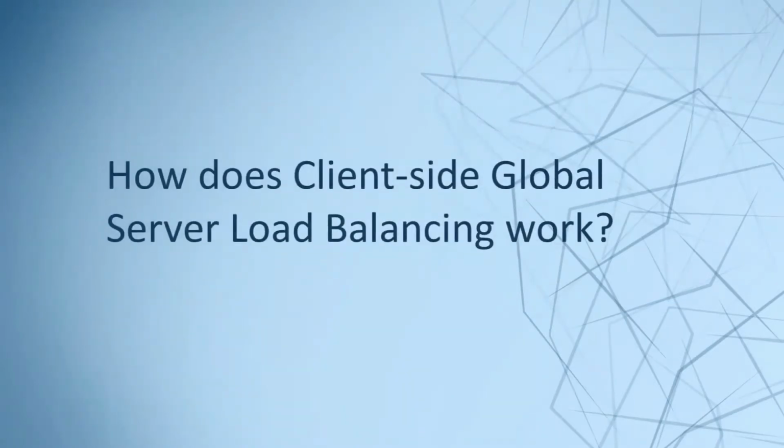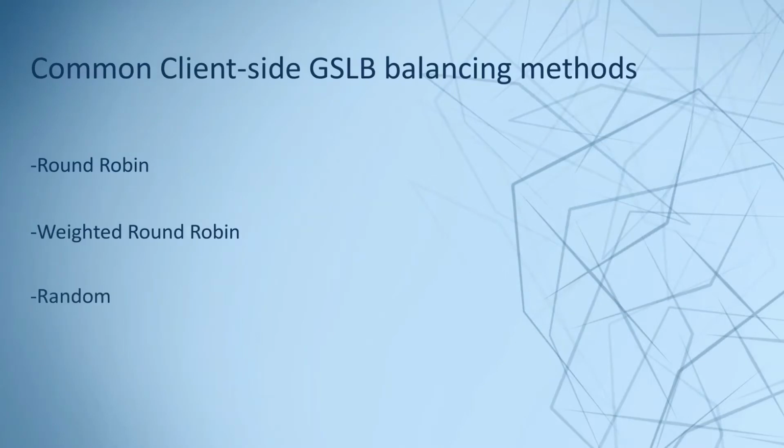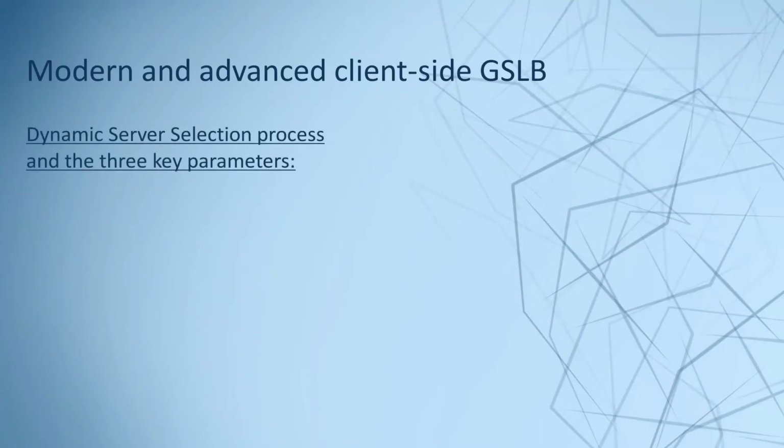How does client-side global server load balancing work? Most client-side load balancers use legacy round-robin, weighted round-robin, and random methods. These methods are adequate and have been proven to work, but they do not take into account some of the important parameters in the load balancing process. To achieve the best possible results, modern and advanced client-side global server load balancers use a new and dynamic server selection process with three crucial parameters that are supplied to the client via the standard DNS infrastructure.